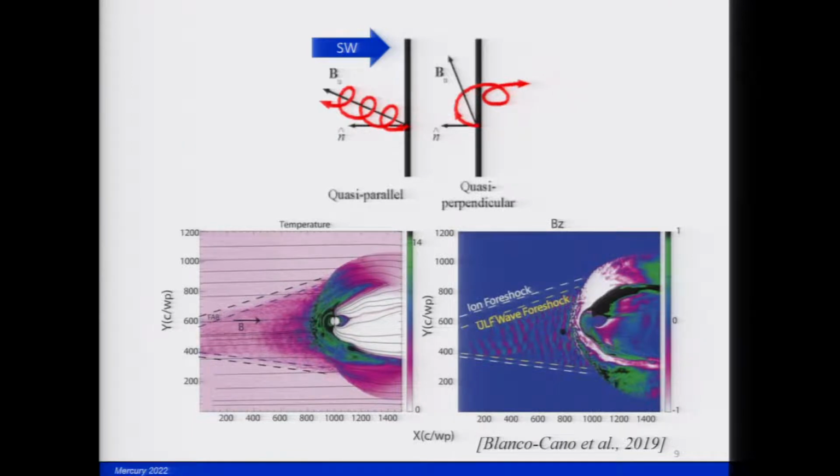On the other hand, if the interplanetary magnetic field is almost parallel to the normal of the bow shock, they can begin to gyrate around the magnetic field and move quite far upstream of the bow shock. Now, plasma physically, this is a very unstable situation. Two counter-streaming beams will generate, for example, these kinds of ultra-low frequency waves.